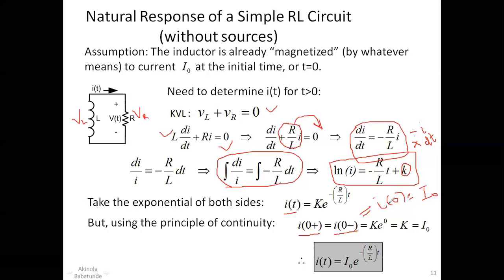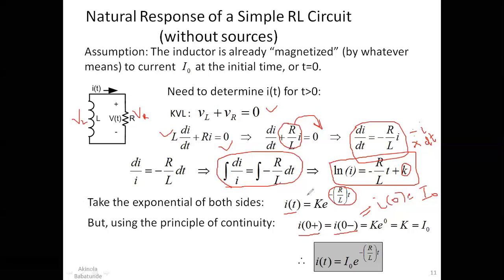So if you put that in this equation, I of 0, or I naught, will therefore be equal to K exponential minus R over L multiplied by 0. Everything here then becomes 0. If everything here becomes 0, it simply means exponential 0 is equal to 1. 1 times K is equal to K. So your I of 0 or I naught will therefore be equal to K.